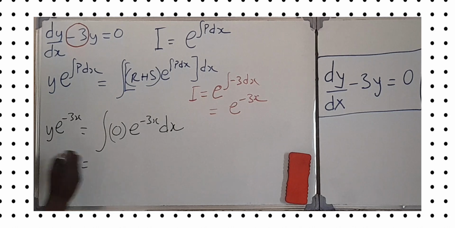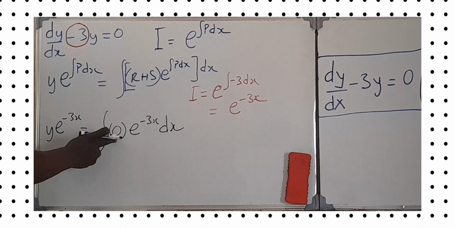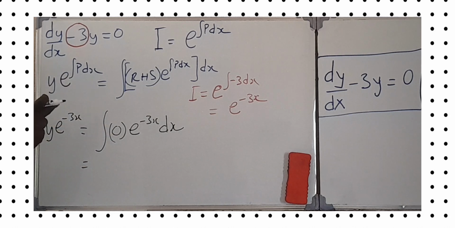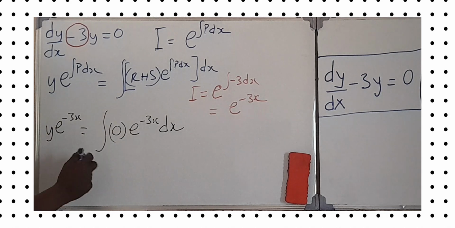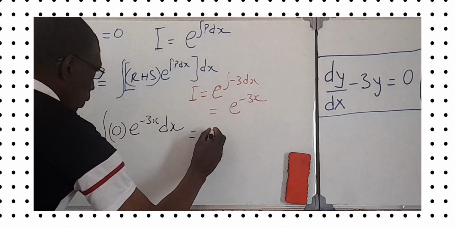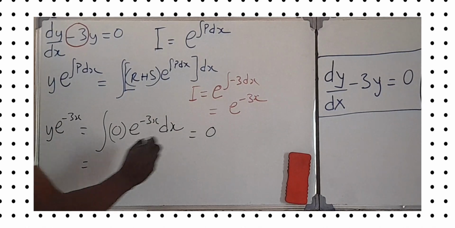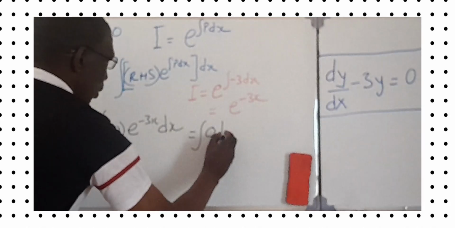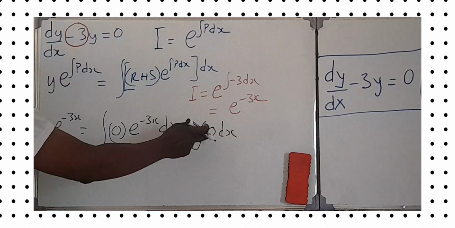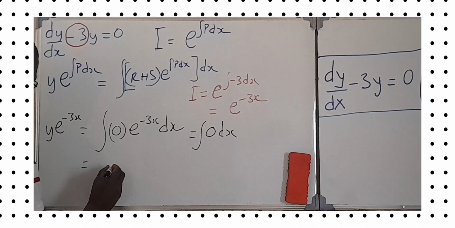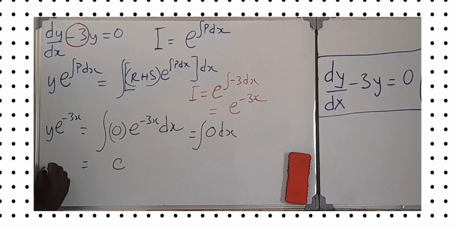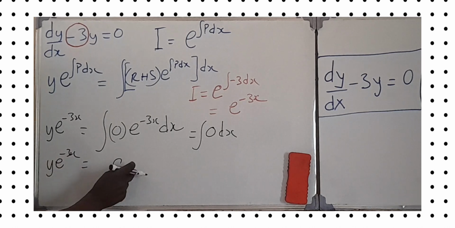This, of course, becomes, what do we differentiate and get 0? It must be a constant. So this is a constant because all this, of course, is equal to 0. So we are integrating 0 with respect to x. When we integrate 0 with respect to x, we get a constant. And let's call that constant c. So we have y e to the power minus 3x is equal to c.